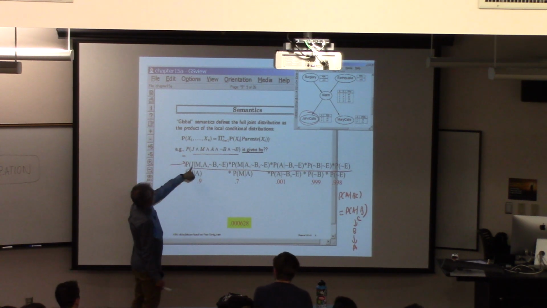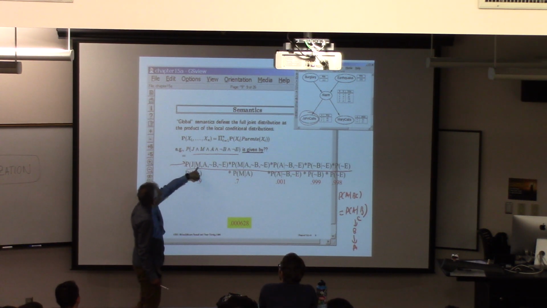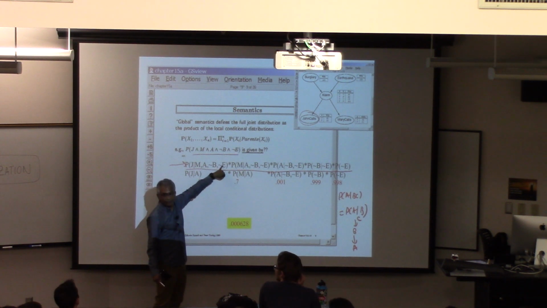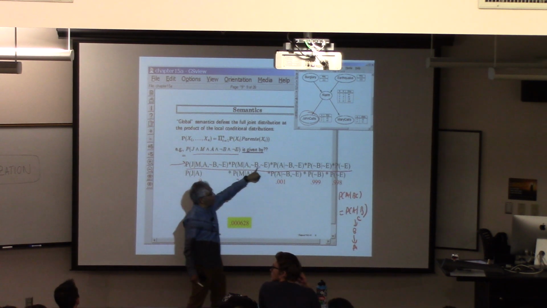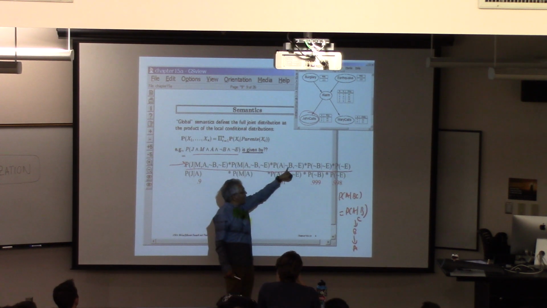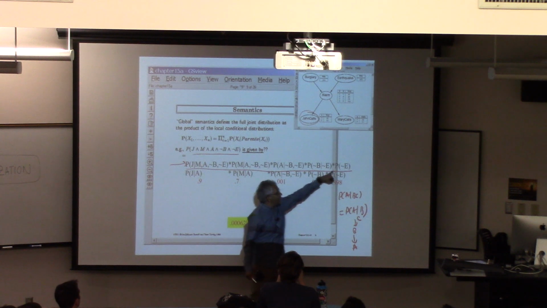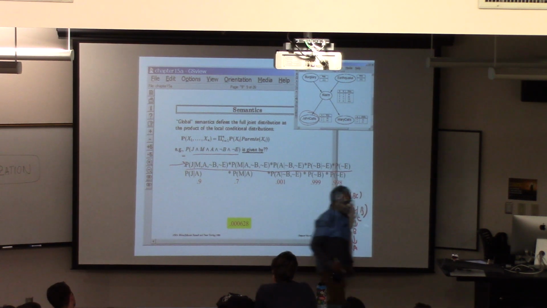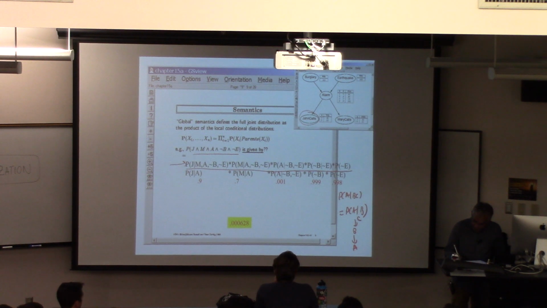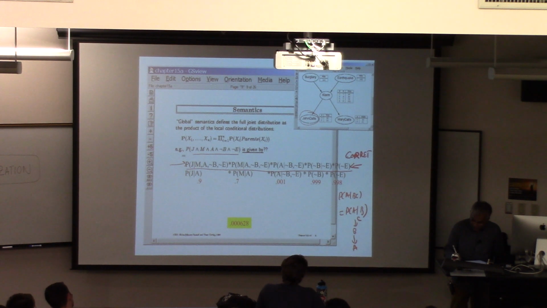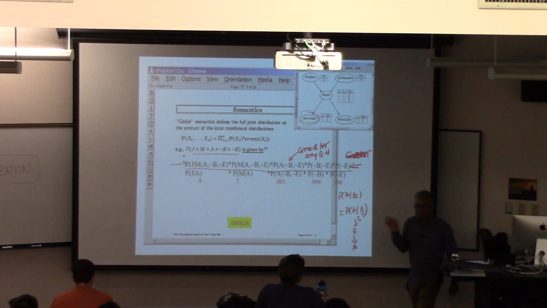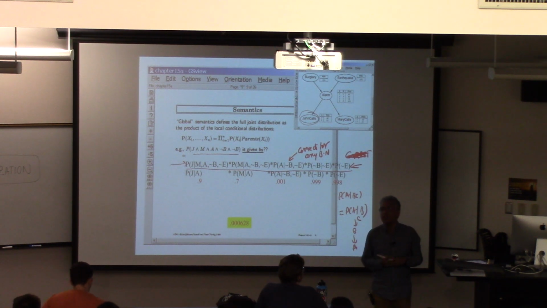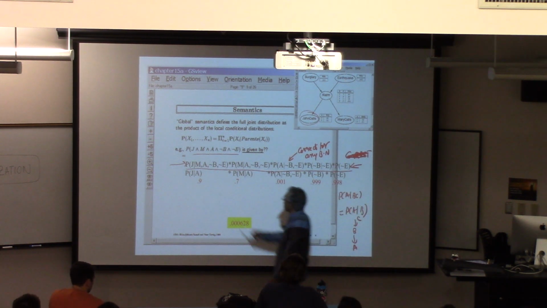I will start by writing this thing as J given M, A, not B, not E, times M given A, not B, not E, times A given not B, not E, times not B given not E, times not E. What I just said here is true for any Bayes network. It doesn't depend on Bayes networks at all, it's just applying chain rule. And then I will simplify this.